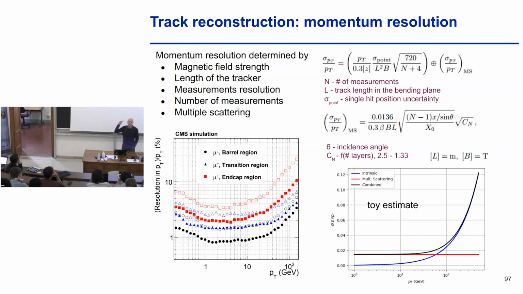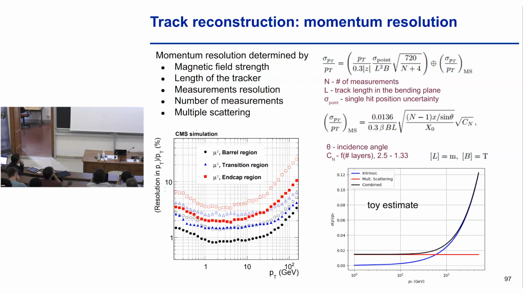And this formula is essentially two pieces. The first one determines the resolution due to simply having n measurements with some uncertainty in a magnetic field, and the second piece takes into account the contribution of multiple scattering. And so you can see an example. I will just go through this right plot.